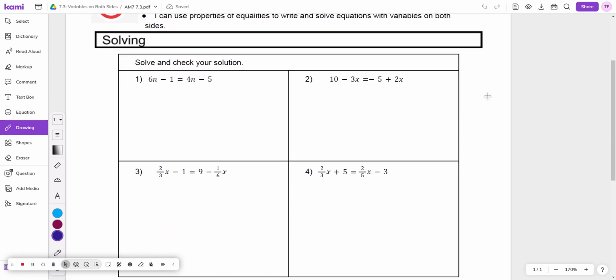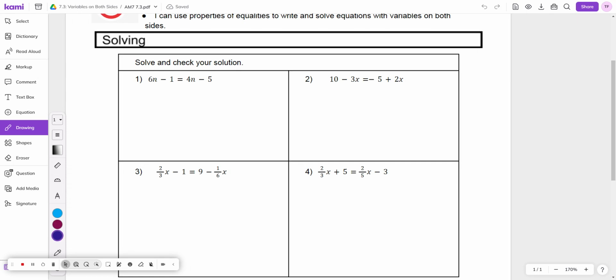So let's go ahead and get right into it. If you notice on problem number one, we have 6n minus 1 is equal to 4n minus 5. Well, we've got variables on both sides, so we need to get them onto one side. And in order to do that, we can't just take it and move it. We've got to do inverse operations.